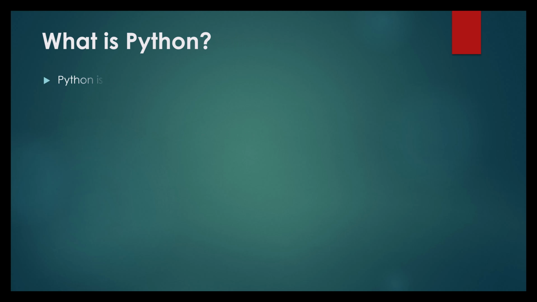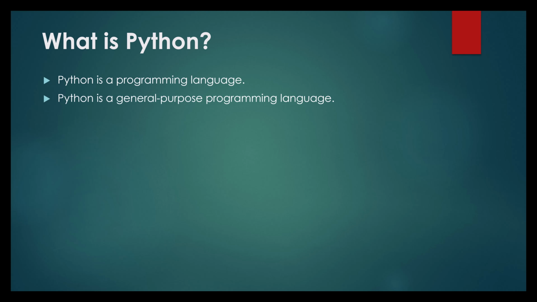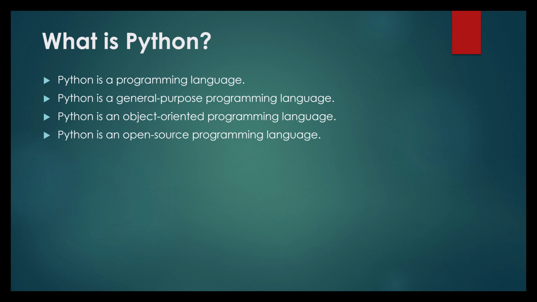So what is Python? Python is a programming language. Python is a general purpose programming language. You can do many different things with Python. Python is an object-oriented programming language. Most modern programming languages are object-oriented programming languages. Python is an open source programming language.